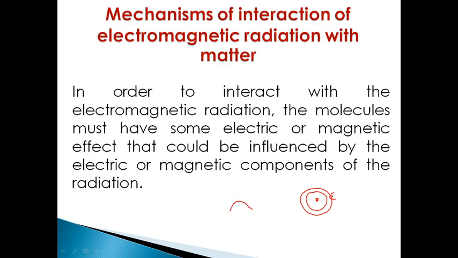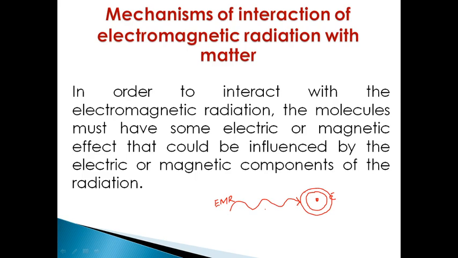When electromagnetic radiation interacts with matter, the charge present inside the nucleus and outside the nucleus will interact with the electromagnetic radiation in the form of photons. So electromagnetic radiation is emitted in the form of photons that can interact with matter, and the interaction takes place between electromagnetic radiation and the matter.